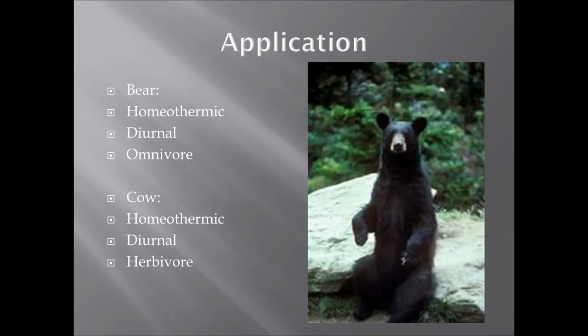A bear is homeothermic, it's diurnal, and it's an omnivore. And a cow, homeothermic, diurnal, but it's an herbivore. Bears like to eat anything they can find, really. Cows typically just mostly eat grass or other types of vegetation.